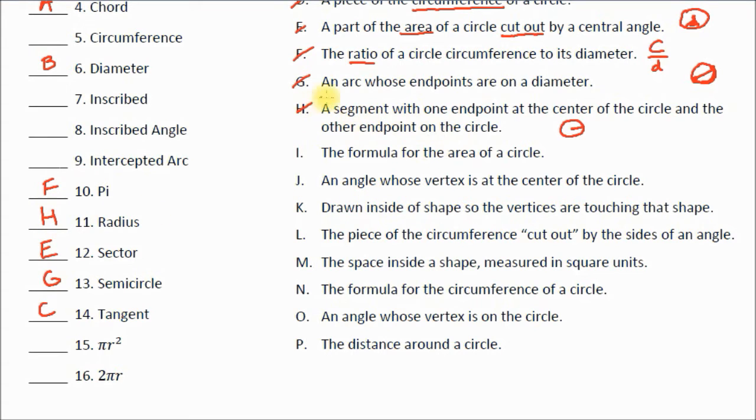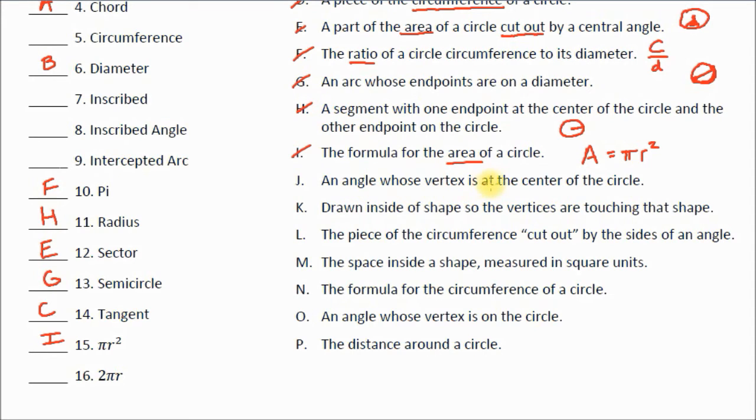All right. I, the formula for the area of a circle. Well, area equals pi r squared. The way I keep track of those, class, area is always in square units. This is the formula that has a squared term. So pi r squared, that's going to be 15. That's going to be I.